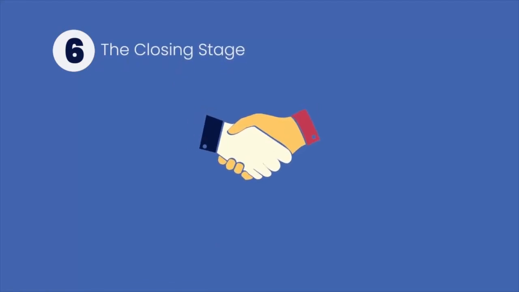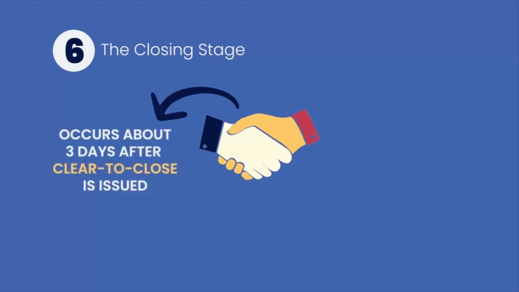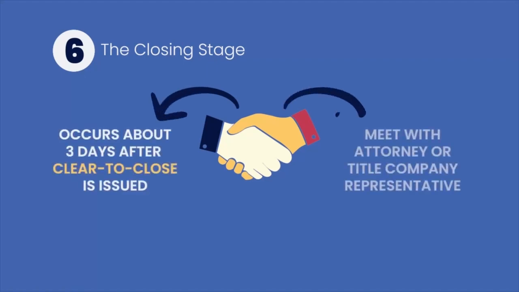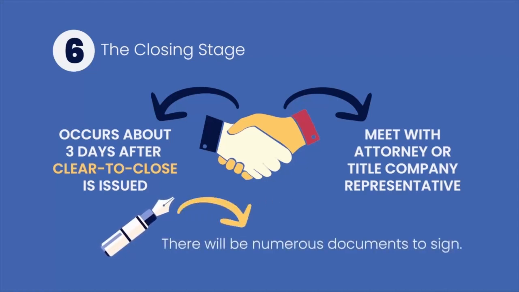At closing, the finish line is in sight. After receiving the clear-to-close, arrangements for the loan closing are made. You'll meet with a legal or title representative in a setting of your choice, be it a local office or your own home. While there will be numerous documents to sign, you'll be familiar with them thanks to the preceding stages, which should make the closing process a lot easier.